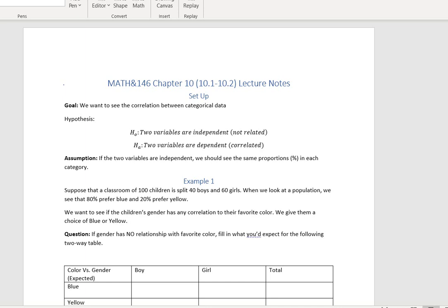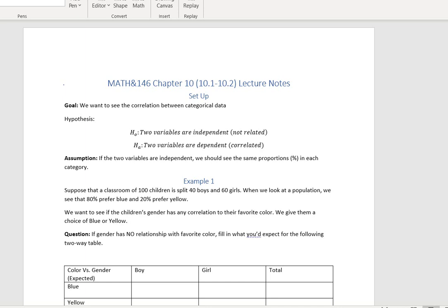With categorical data, we're always going to have the same two null and alternative hypotheses. First, the null hypothesis is that two variables are independent. That means they're not related. One doesn't affect the other. The alternative is going to be that the two are dependent. That means that they are correlated. So our null hypothesis is always that the two variables are independent, so one doesn't affect the other.